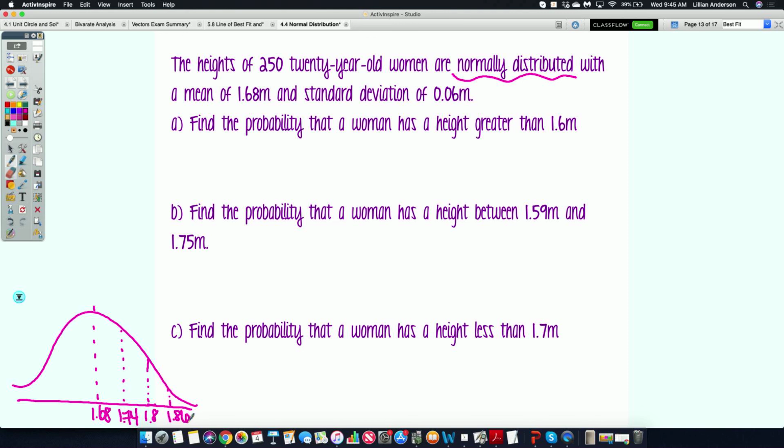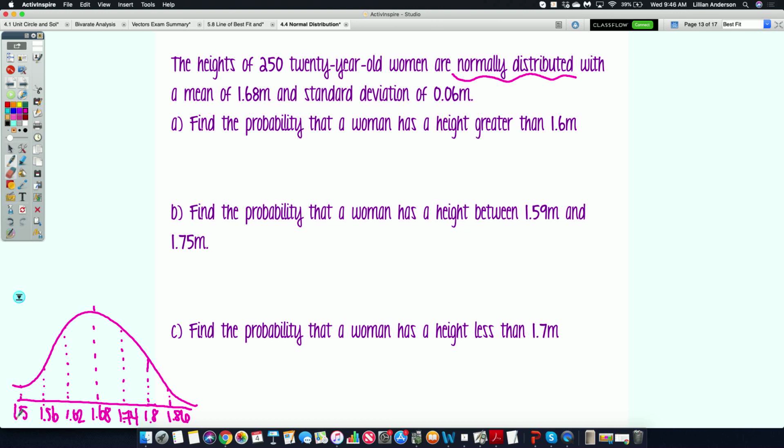Perfect. Let's go to the other side. Let's subtract 0.06 from 1.68. 1.62. Let's keep subtracting. 1.56 and one more. This is what your normal distribution curve would look like for the heights of these women. Okay, that's what it would look like.